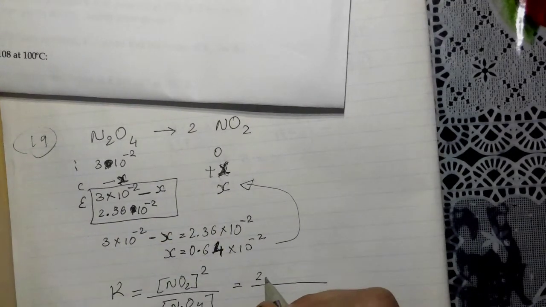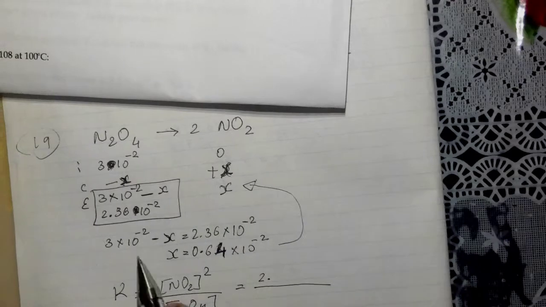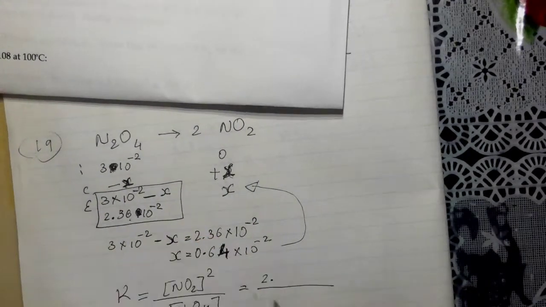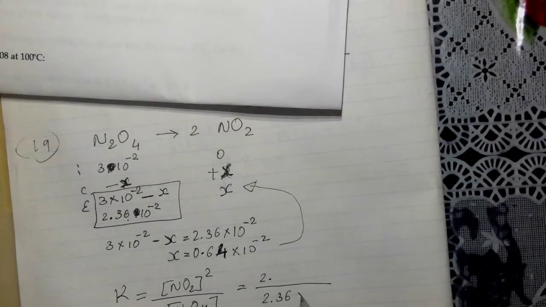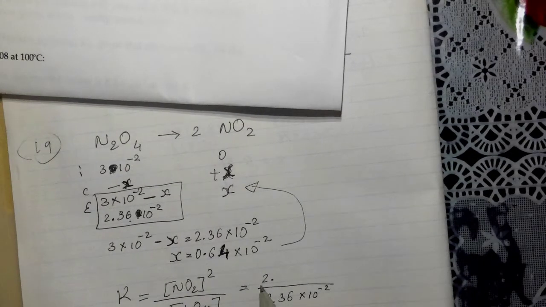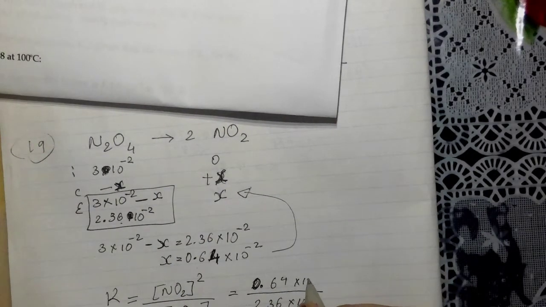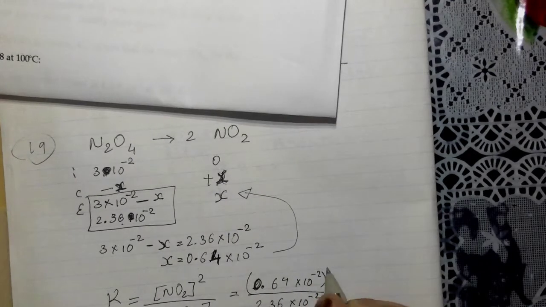Oh wait, not that one, this side. See, be careful which one you're writing. This is down here. This here is x, which is this, so it should be 0.64 times 10 to the negative 2. Notice that I need to square this.